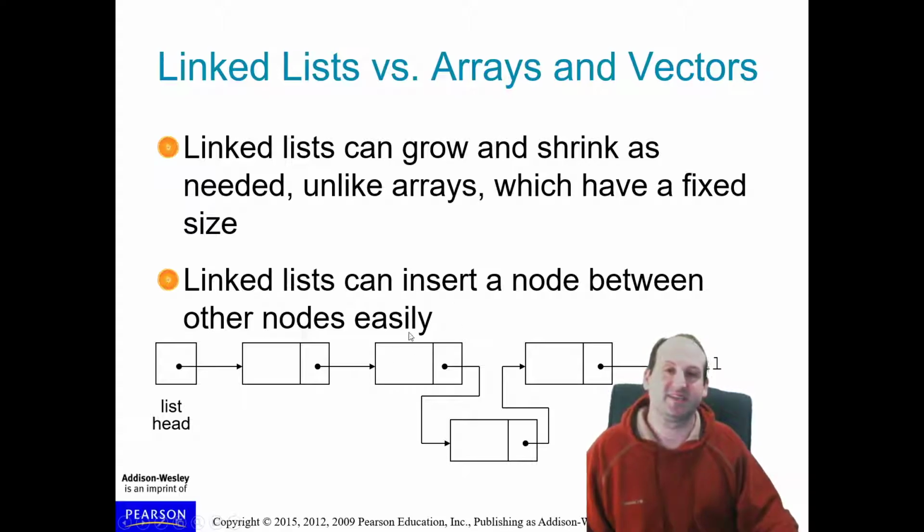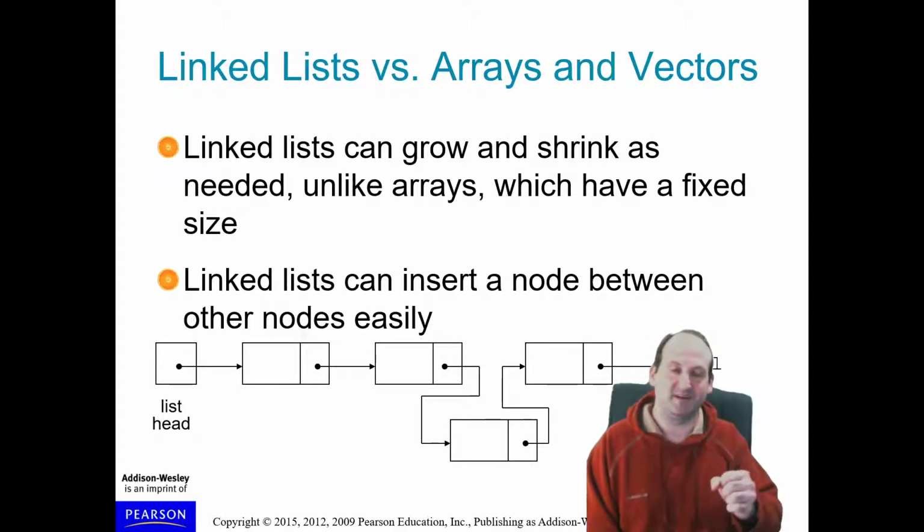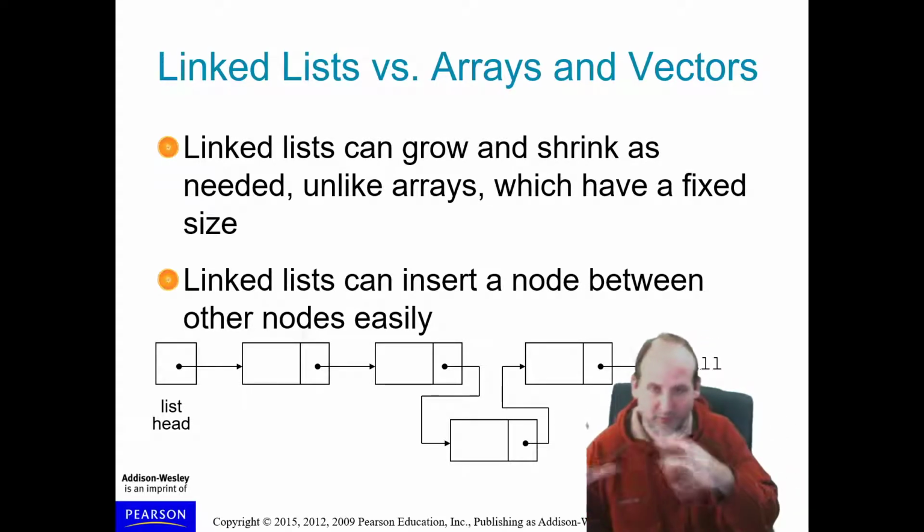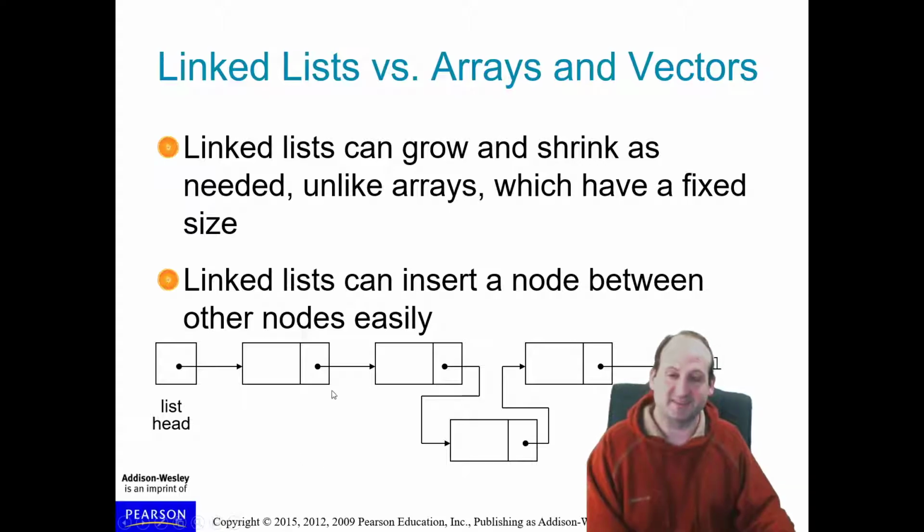Linked lists can insert a node between other nodes easily, like I was describing earlier. In a vector, especially if you wanted to add or remove from the start, you'd have to shift everything over, and it takes a lot of time to move everything over one way or the other. But with a linked list, as long as I know exactly where I want to add, it's as simple as creating some new memory and moving a couple of pointers around, and that's all that has to be done.